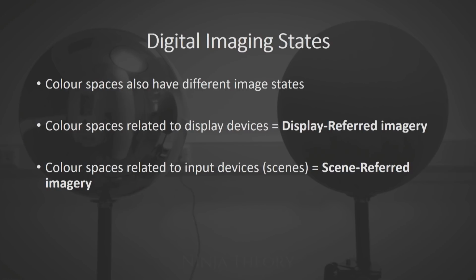Okay, so we've covered RGB color spaces, we've covered the idea of linear to gamma. Another thing that I really want to talk about with regards to color space and color science is how digital images and color spaces can have different imaging states. So there's two main ones that we as artists really need to be concerned with. The first one is display referred imagery, which relates to display devices, and the other one is scene referred, which refers to some kind of input scene that could be real life, or it could be a CGI rendered scene that we come up with.